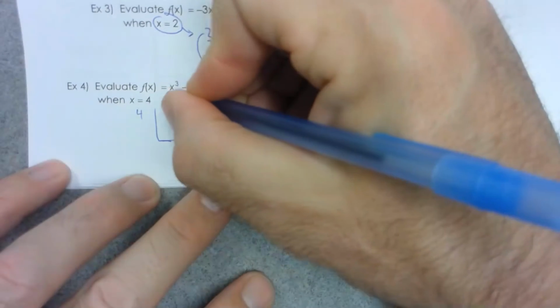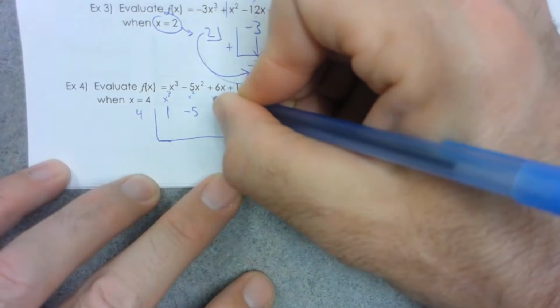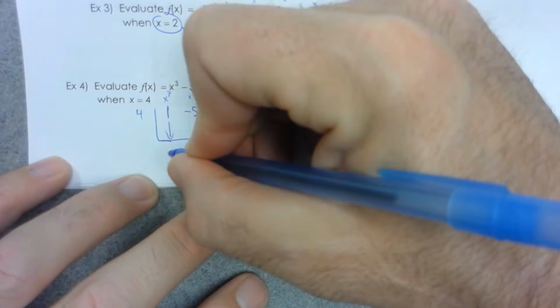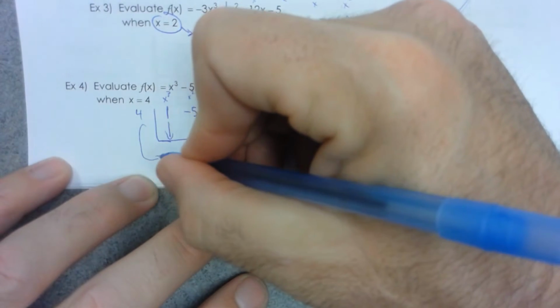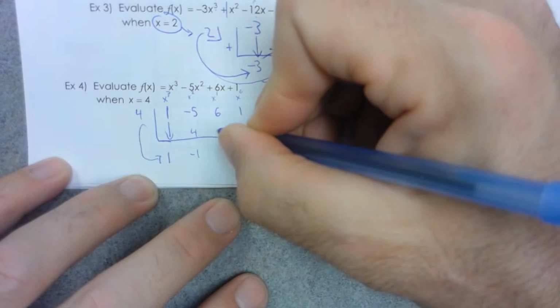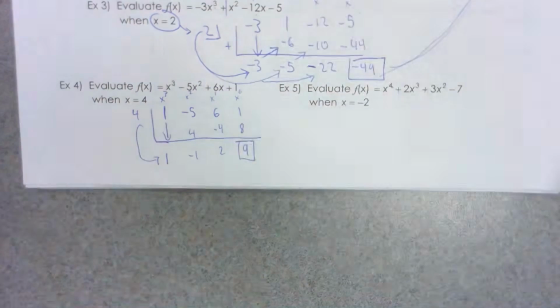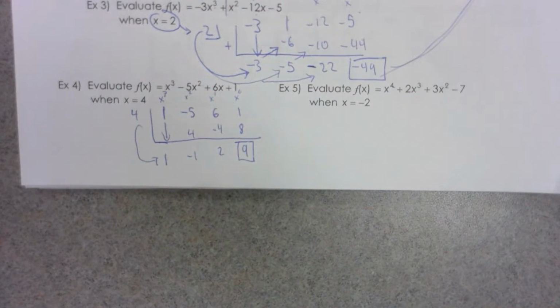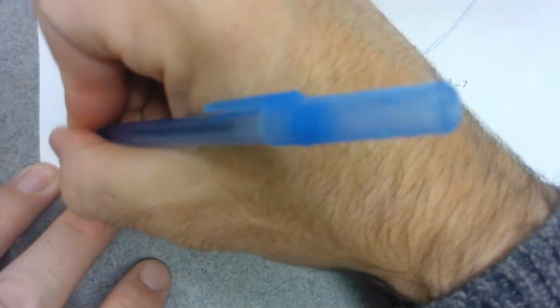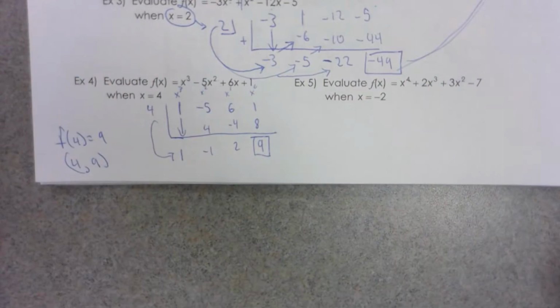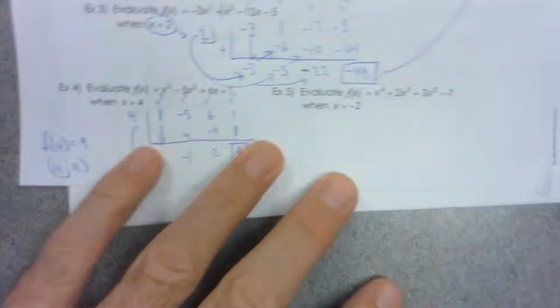So we're starting with x cubed. We're going to count down. We need an x squared. We need an x to the first. We need an x to the 0. Add down. Multiply around. Add down. Multiply around. Add down. Multiply around. 9 is the answer. That means if you plug in a 4 into this equation, you get a 9. That means you have a coordinate at 4, 9. If you don't believe me, plug it in and see.